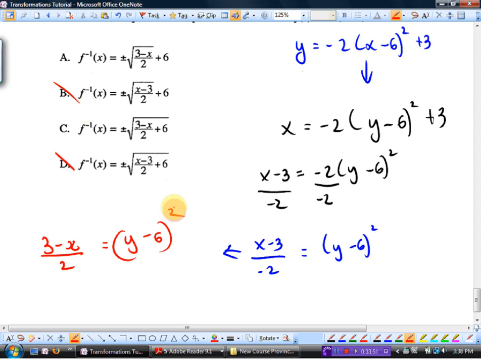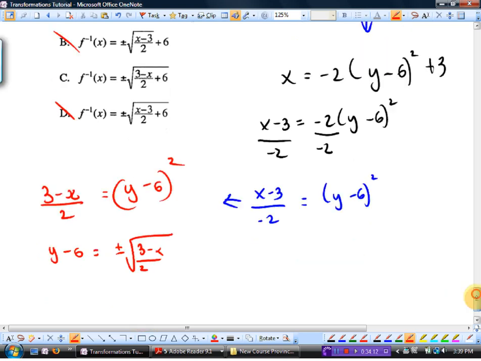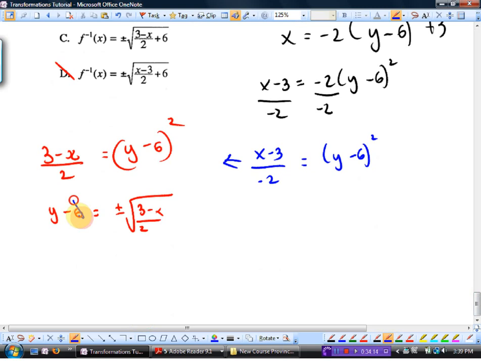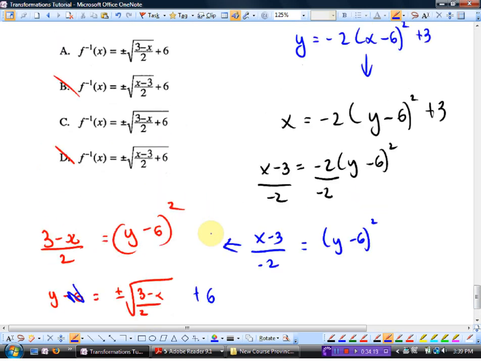Now what? Square root isn't quite right. It looks like it's going to be plus or minus square root. When you square root both sides of a polynomial, plus or minus. So I'll have y minus 6 equals plus or minus the square root of 3 minus x over 2. And last step, how would I get the y by itself? Plus 6. Inside the square root or outside the square root? Outside. That ends right there. Looks like the answer is A.